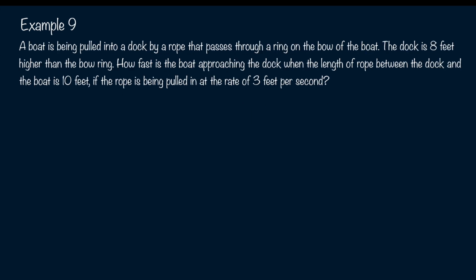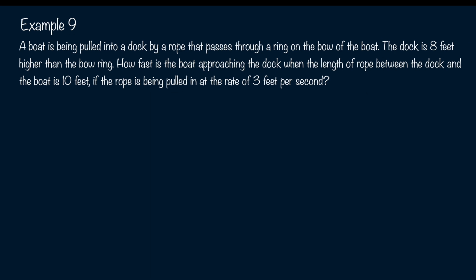So this is example 9. A boat is being pulled into a dock by a rope that passes through a ring on the bow of the boat. The dock is 8 feet higher than the bow ring. How fast is the boat approaching the dock when the length of the rope between the dock and the boat is 10 feet, if the rope is being pulled in at the rate of 3 feet per second?